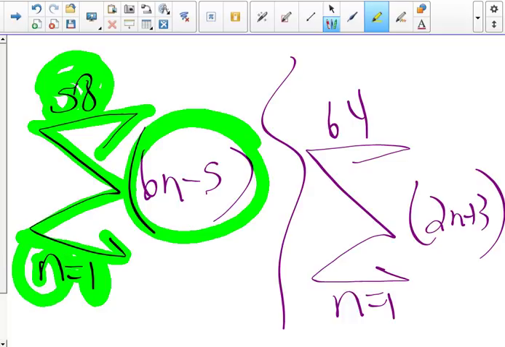So whatever n is, whatever term we're on, if we're on the 5th term, then you're going to substitute 5 for n, and it will give you the value of that 5th term. So 6 times 5 minus 5, so it would be 30 minus 5, so 25. The 5th term in this series is 25. Okay, now if you want to sum it all, we've got to apply the formula that we were given.